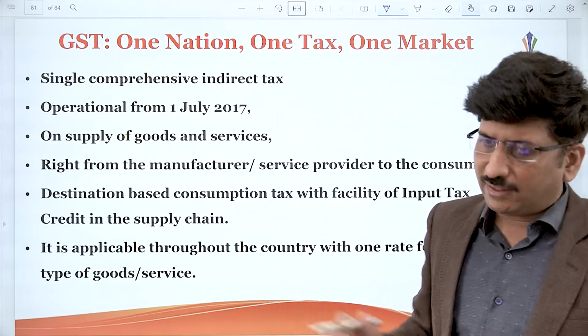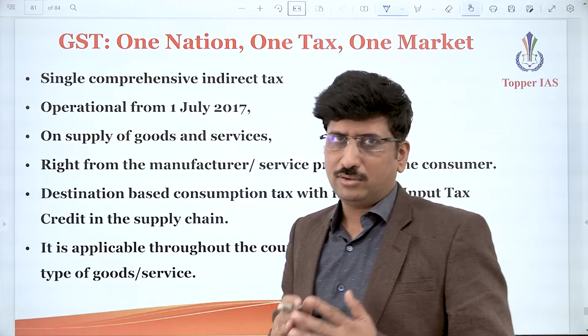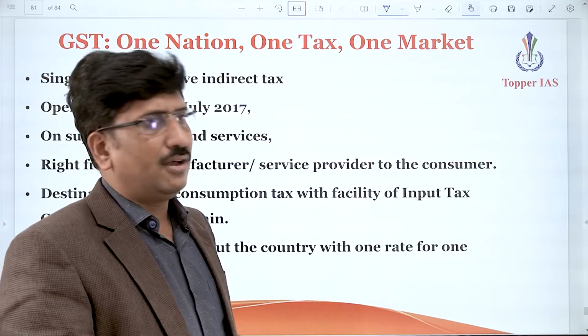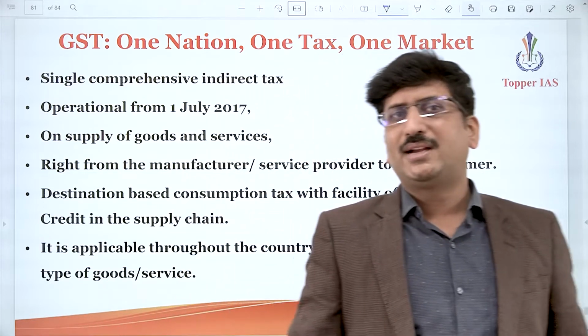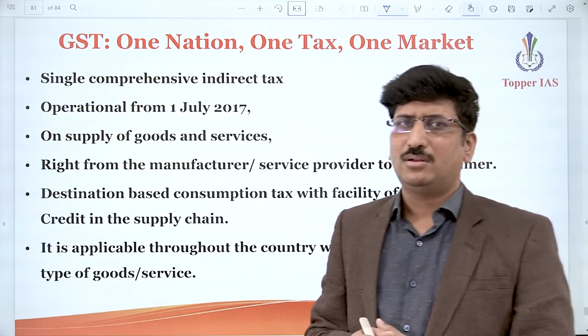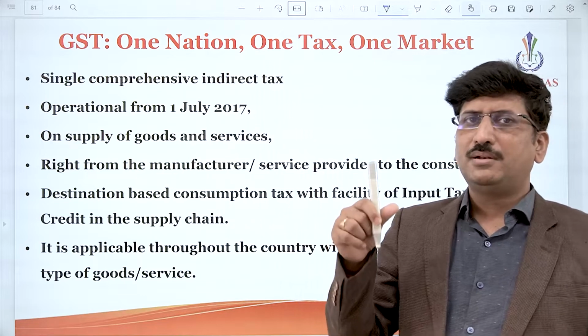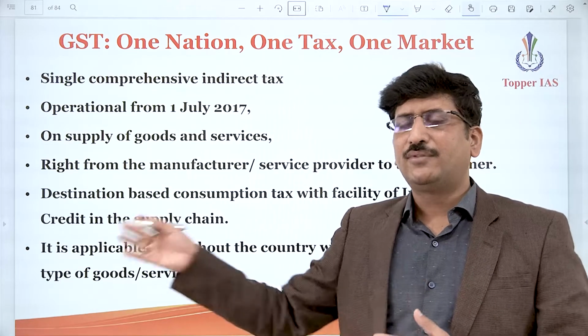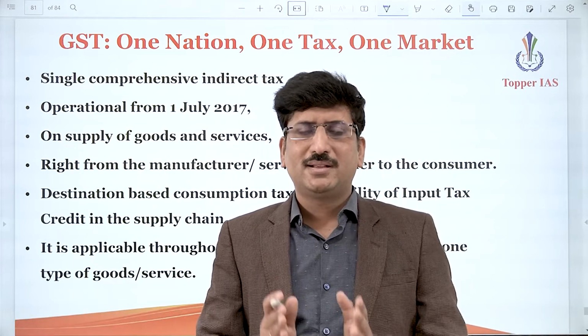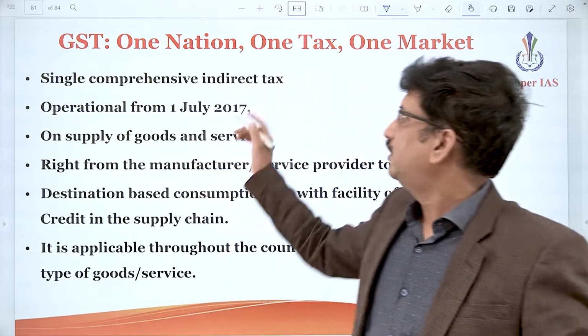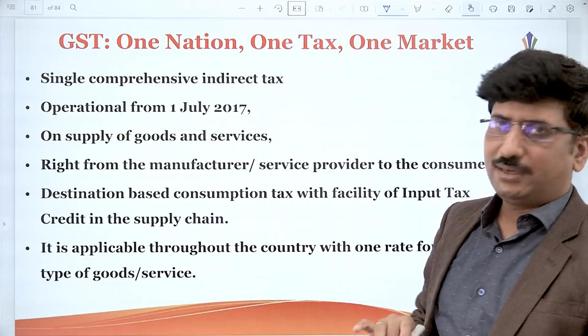So if there is a common tax across India, a single tax across India, instead of excise duty, custom duty, or VAT, value added tax, so many taxes. To purchase this pen, I have to give so many taxes at different stages. Instead of that, a simple concept, only one tax. So throughout the nation, there is one nation, one tax, one market.